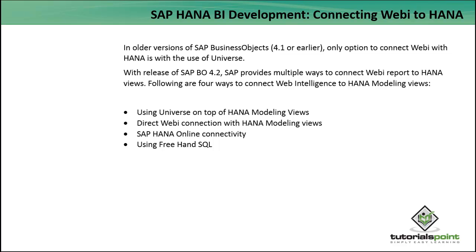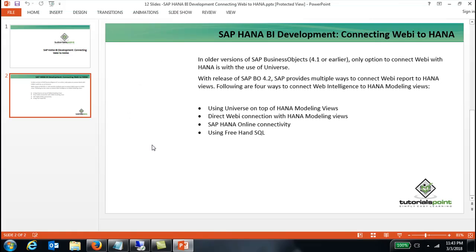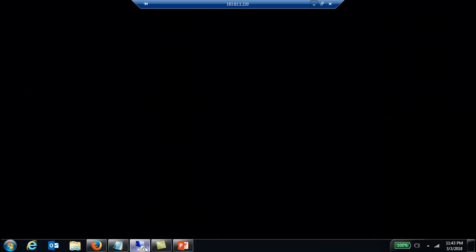So, we have these four different ways to connect the Webi to HANA. First one is using the universe, then the direct connection with the HANA modeling views, then the SAP HANA online connectivity, and after that using the Freehand SQL. So let's see one by one how we can use these options.